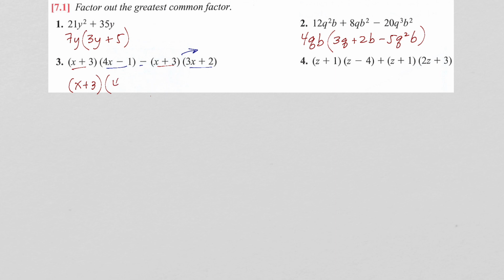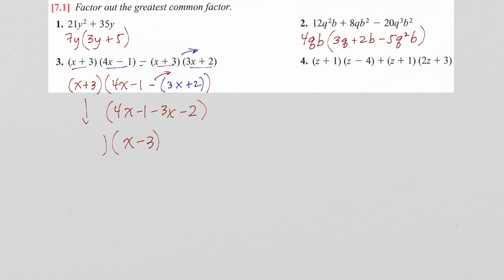So I'm going to be left with 4x minus 1 minus 3x plus 2. And this negative is going to distribute through, and we'll get 4x minus 1 minus 3x minus 2. And that simplifies to x minus 3. And we still have this. If somebody were to make a mistake, it would almost always be right here. They would put a plus there, when actually that turns into a minus because the negative distributes.